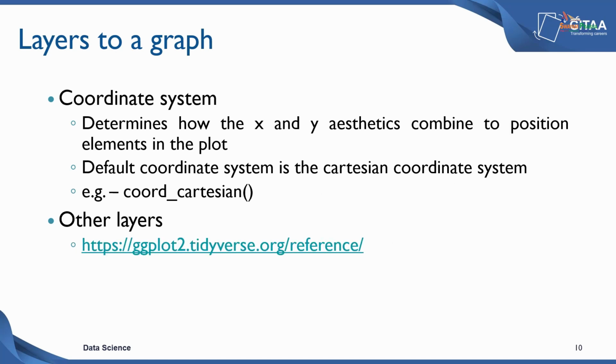The fourth layer to a ggplot graph is called the coordinate system. It determines how the x and y aesthetics combine to position a certain element on the plot or on the graph. Now the default coordinate system is the Cartesian or the rectangular coordinate system. The example is coord underscore cartesian. Coord underscore is going to be common for all coordinate systems. So that's a term that's constant. You follow it up by the respective coordinate system that you want to use. So by default, it's a Cartesian coordinate system, but you can again change it based on what your need is.